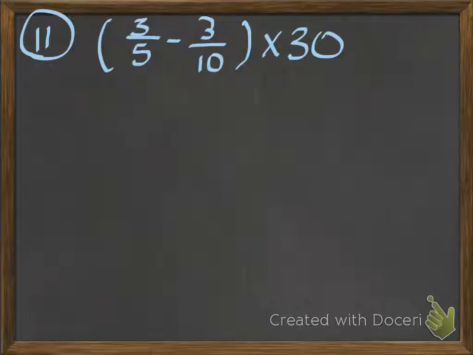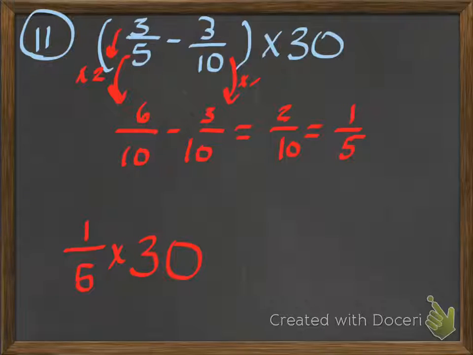Number 11, 3/5 minus 3/10 times 30. Get more complicated today. Okay, I'm going to use what I remember from Please Excuse My Dear Aunt Sally and start with the parentheses and subtract 3/5 minus 3/10, and I notice they have different denominators, so I need to change that for addition and subtraction. So I'm going to change the 5 to 10 by multiplying by 2. Whatever I do to the bottom, I have to do to the top, so I change the 3 and I change it to 6. So now I have 6/10 minus 3/10.